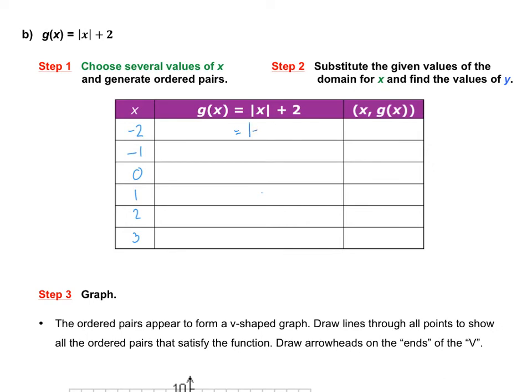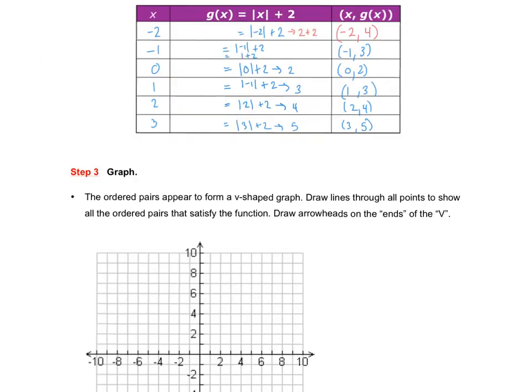So it equals the absolute value of negative 2 plus 2. Well, the absolute value of negative 2 is positive 2. So this turns into 2 plus 2, which is 4. So we have negative 2, 4. And let's continue this. So using these points that I've come up with, I'm going to now graph them. So notice it's shaped like a V, and since I made up my own x values, I was not provided a domain, then I'm going to connect with arrows to make it a continuous graph.